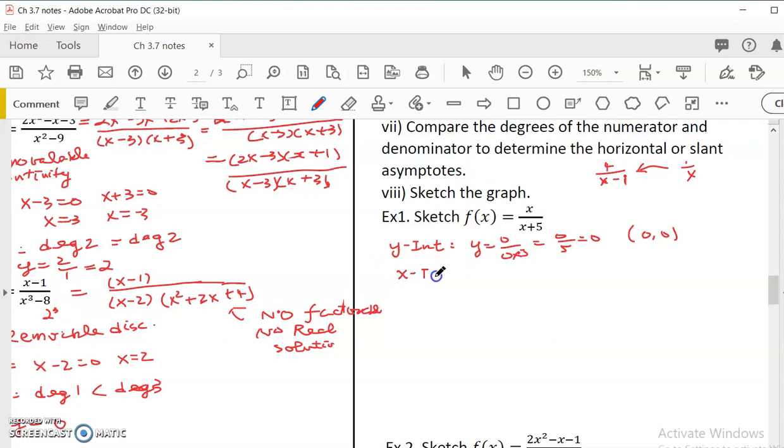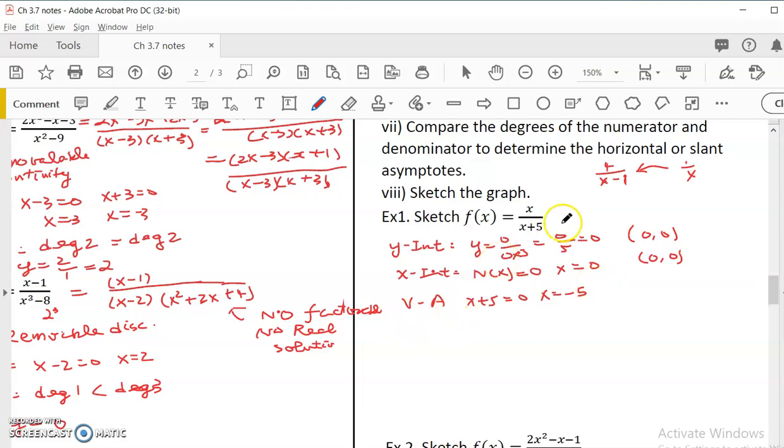The x-intercept is to solve the numerator equal to 0. There is no common factor, so we just say x equal to 0. So again, (0, 0) is both the x- and the y-intercept. Then we look at the vertical asymptote. The vertical asymptote is the denominator equal to 0. No common factor, so x plus 5 equal to 0. x equal to negative 5 is the vertical asymptote.